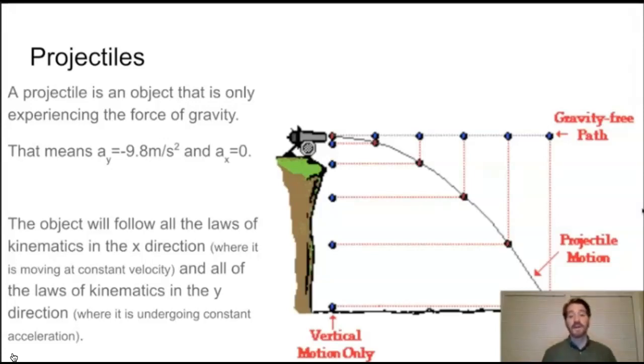As it says at the bottom left of the slide, it follows all of the equations and laws of kinematics that you've already studied. In the x direction, it's moving at a constant velocity. Acceleration is 0. In the y direction, it's moving at a constant acceleration, negative 9.8 meters per second squared.